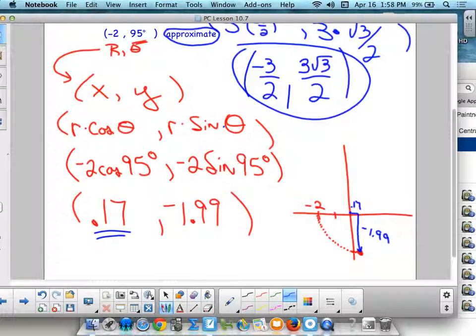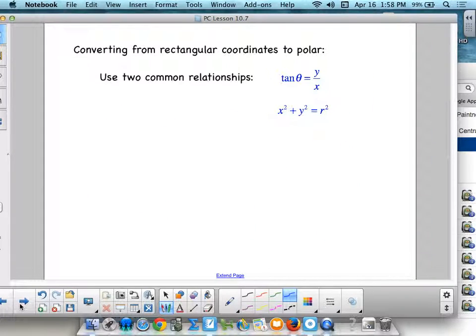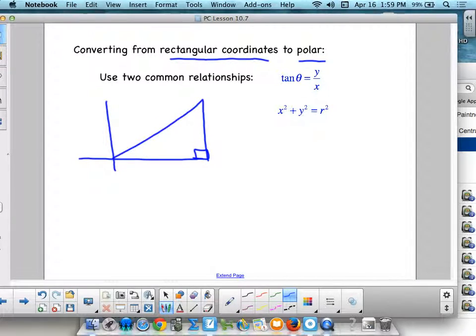Maddie, can I go on? Okay. All right, let's convert from what to what this time? Rectangular to what? Polar. They tell you right off, here, just use those. Well, why should I use those? Go back to that triangle. Look at the triangle. Here's r, here's y, here's x, here's theta.